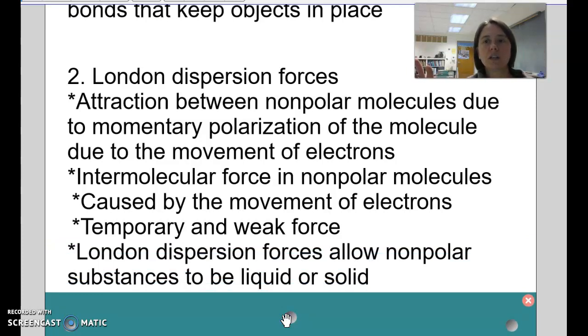So if there were no London dispersion forces, all nonpolar substances would be gas. And that's not true. We have liquid olive oil, we have solid butter, we have solid animal fat on ourselves, including other animals, and that's all because of intermolecular forces, these London dispersion forces, which are the momentary attraction between a partially positive part of this molecule and the negative part, because the electrons are over there for that split second. So I think that's kind of fun.